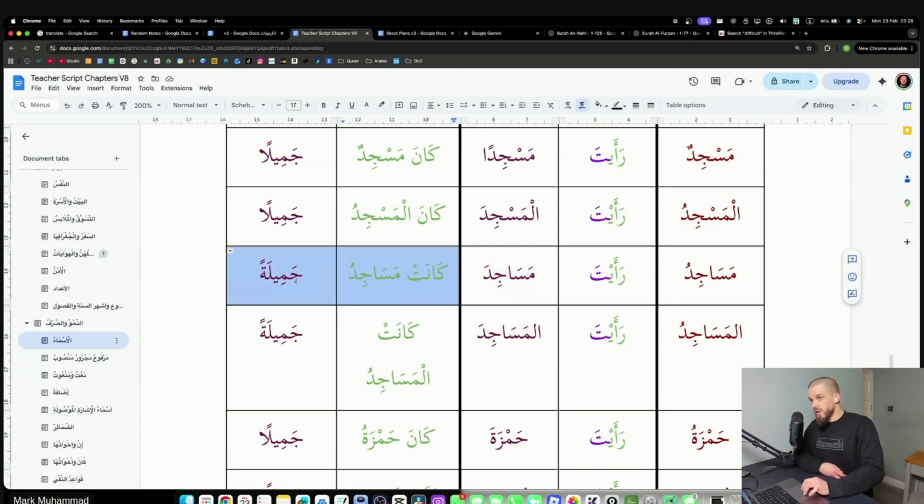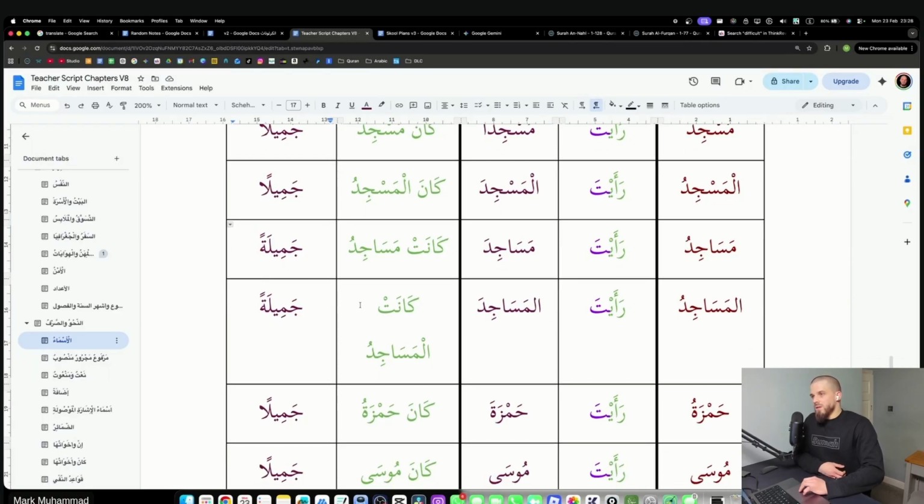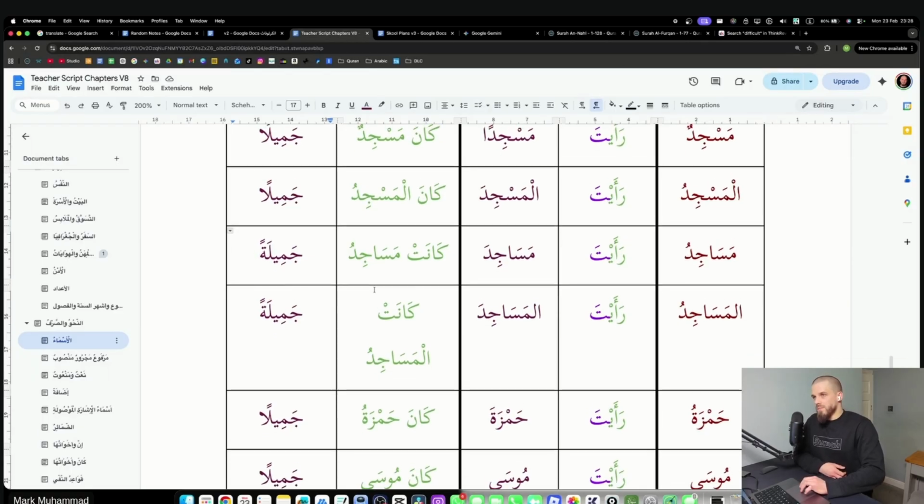In this sentence, what we're trying to learn is that this is now not the mubtada, but it's called the ismu kana, and it's marfu', meaning it takes a dhamma. And the khabaru kana takes a fatha, it's mansub, because it's اسم كان and خبر كان. Exactly. So that's the main thing that we're trying to learn from this column right here.